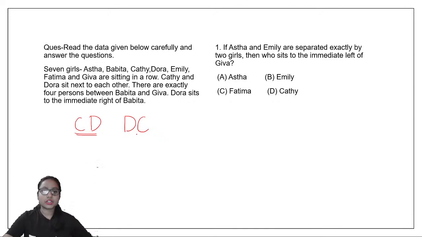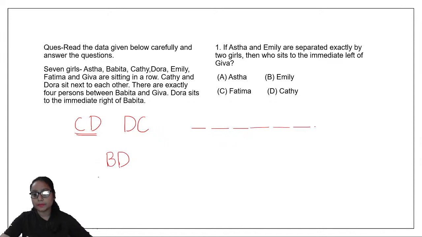Now let's read the next condition. It says that Dora sits to the immediate right of Babita. So from this condition, we know that after Babita, Dora is sitting. Dora is sitting to the immediate right of Babita. Since there are 7 people, let us draw a row of 7 positions. In this row, we know that CD or DC will be together and B would be sitting right before D.